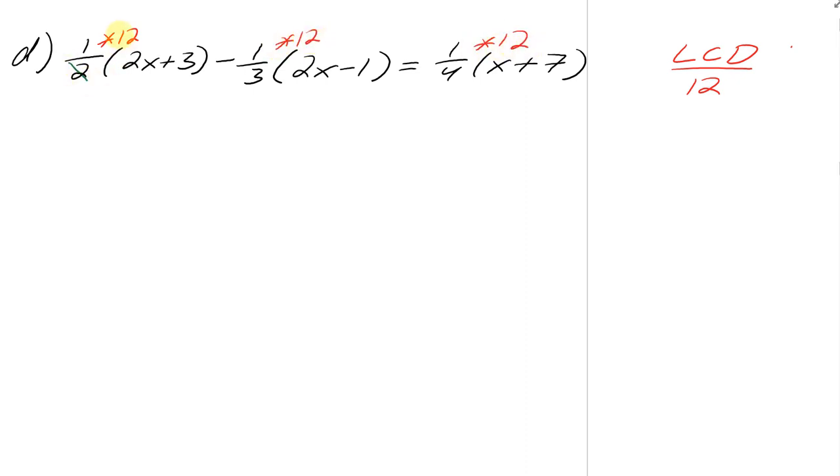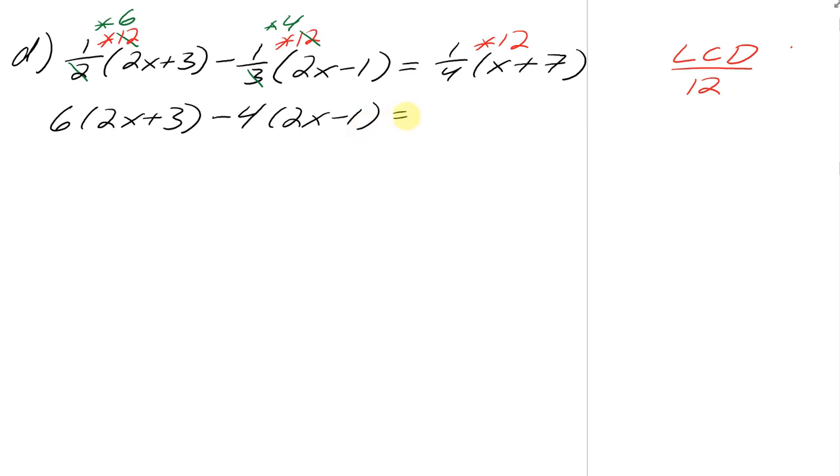So 2 goes into 12 6 times, so I need to really take 1 times 6, so this will end up being 6 and then 2x plus 3. Then for this next one, 3 goes into 12 4 times, so I take 1 times 4, so this will be minus 4 times 2x minus 1. And then for this last part, 4 goes into 12 3 times, and so then this will give me 3 times x plus 7.